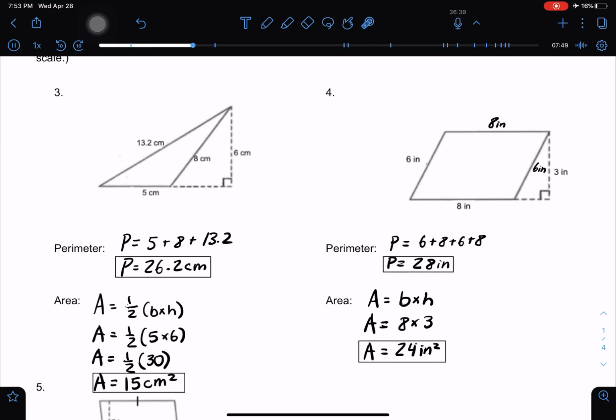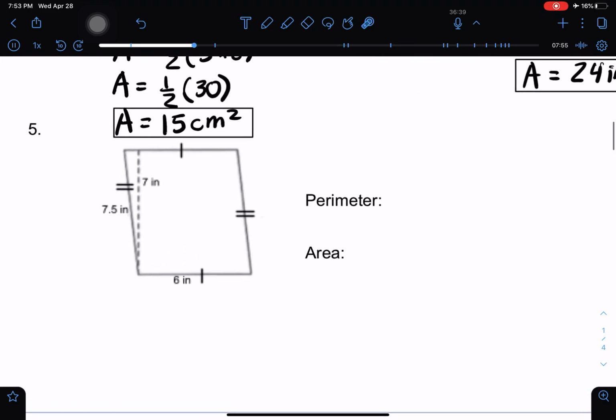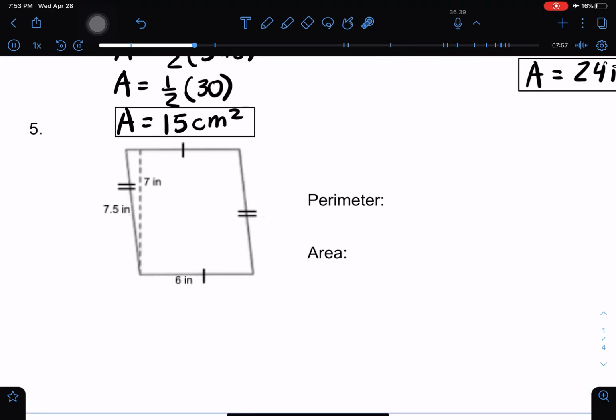So that completes our work for number 4, and now we can move on to number 5. Similar to what we did with the last 2 problems, we are going to find the perimeter. Here, again, we know that the opposite sides are congruent, so I can go ahead and say that the top length is 6 inches, and the right side of this parallelogram is 7.5.